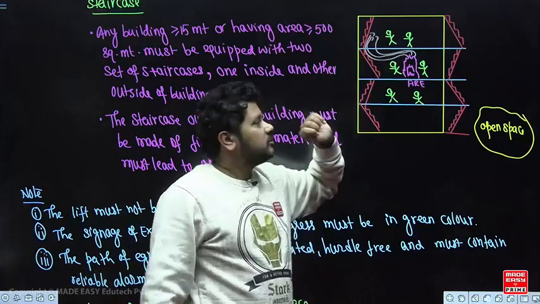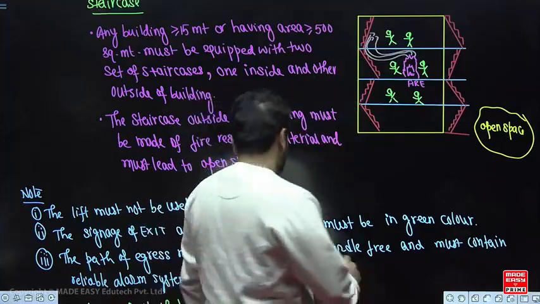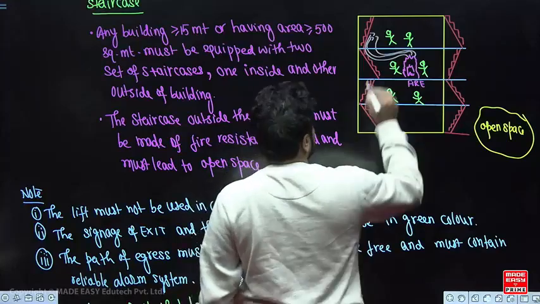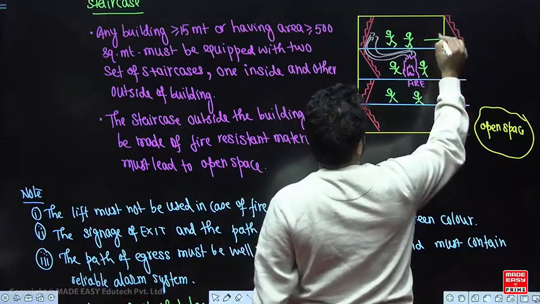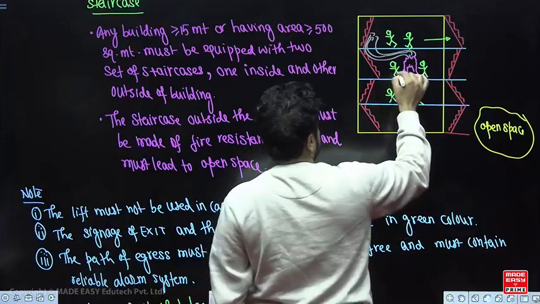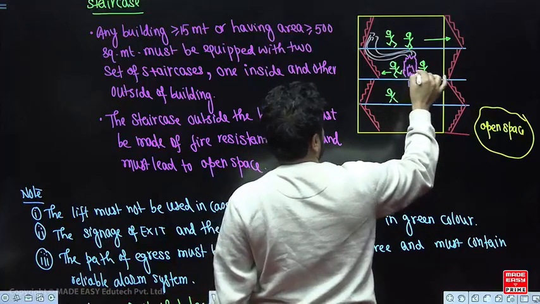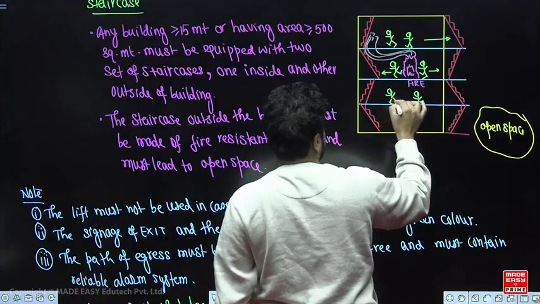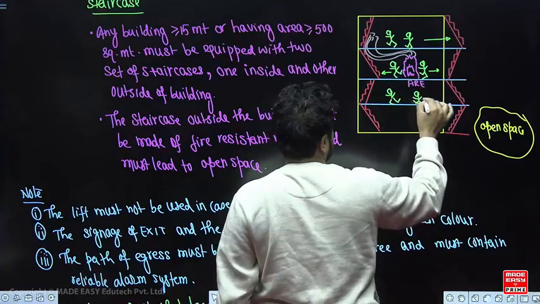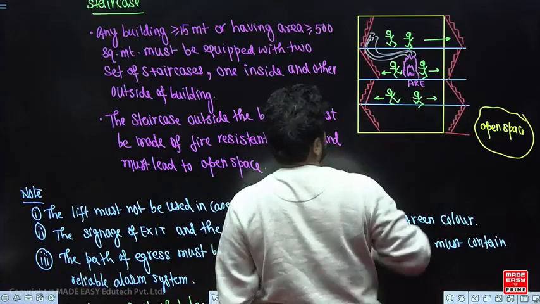They will not be able to see, so obviously they will be trapped. So what will they do? In such a case, they will run in this direction, isn't it? And they will exit from here. Similarly, this person will run in this direction and this person will run in this direction. This person can run in any direction.